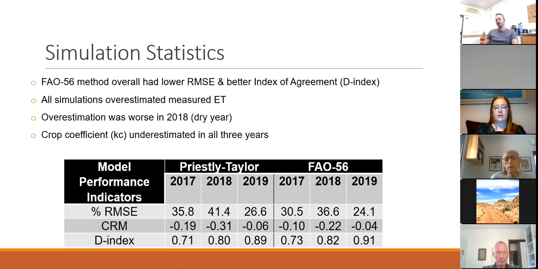And of course, as we already saw, we have overestimation in every single year, which is indicated by negative CRM values. So with CRM, a negative value indicates overestimation, while a positive value indicates underestimation. And then finally, we use an index of agreement.